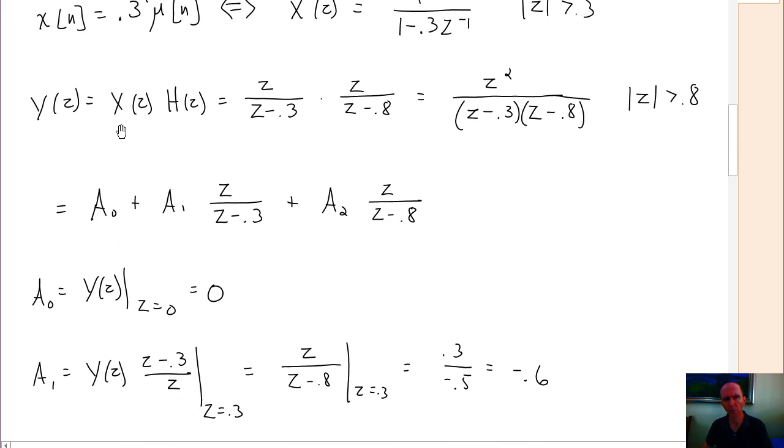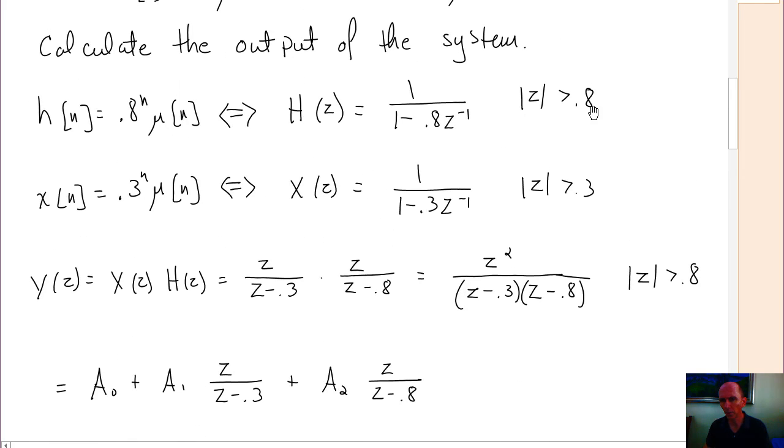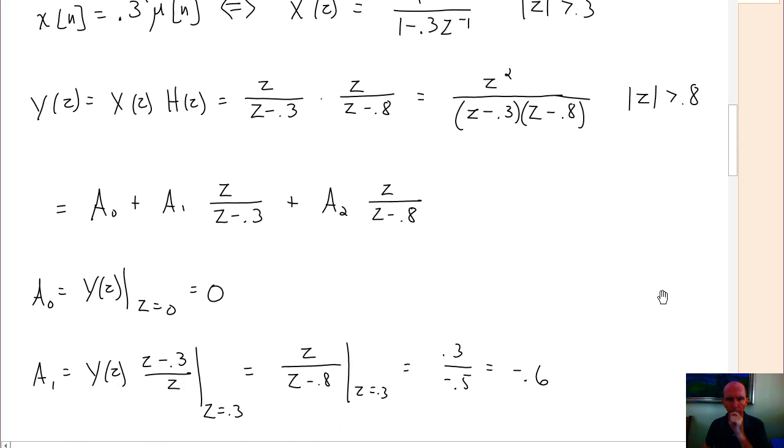So again, the output is just the multiplication of the input with H of z. We multiply these functions together, and this is what we get. Now, when we multiply these two things together, in general, the region of convergence is the intersection of the regions of convergence of each term. So we take z greater than 0.8, z greater than 0.3, and the intersection is z greater than 0.8.